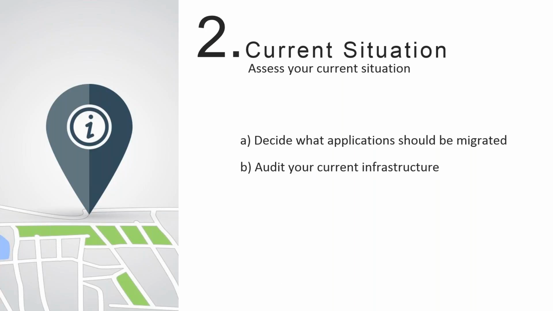Step 2, audit your current infrastructure. Once you've decided which applications are the right choices to be migrated, the next thing you should do is perform an audit of your current infrastructure to get a better idea of the scope and scale of the migration. Some of the factors that you should really include are, what is your current level of storage you're using, and what type of storage do you use?